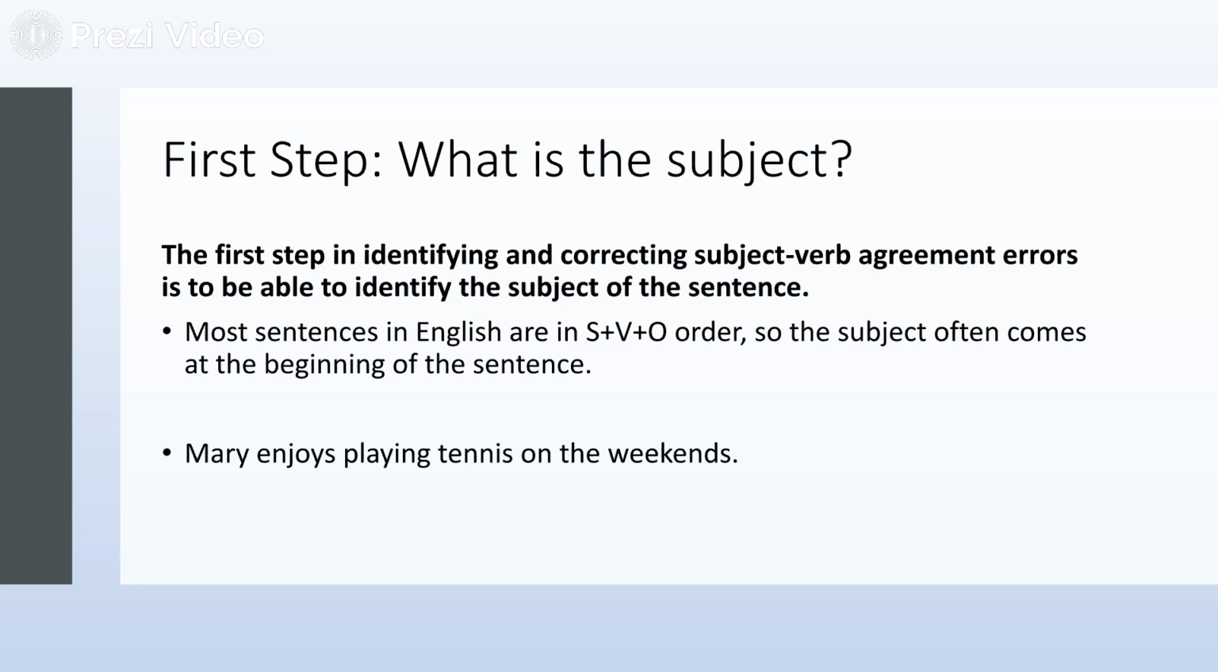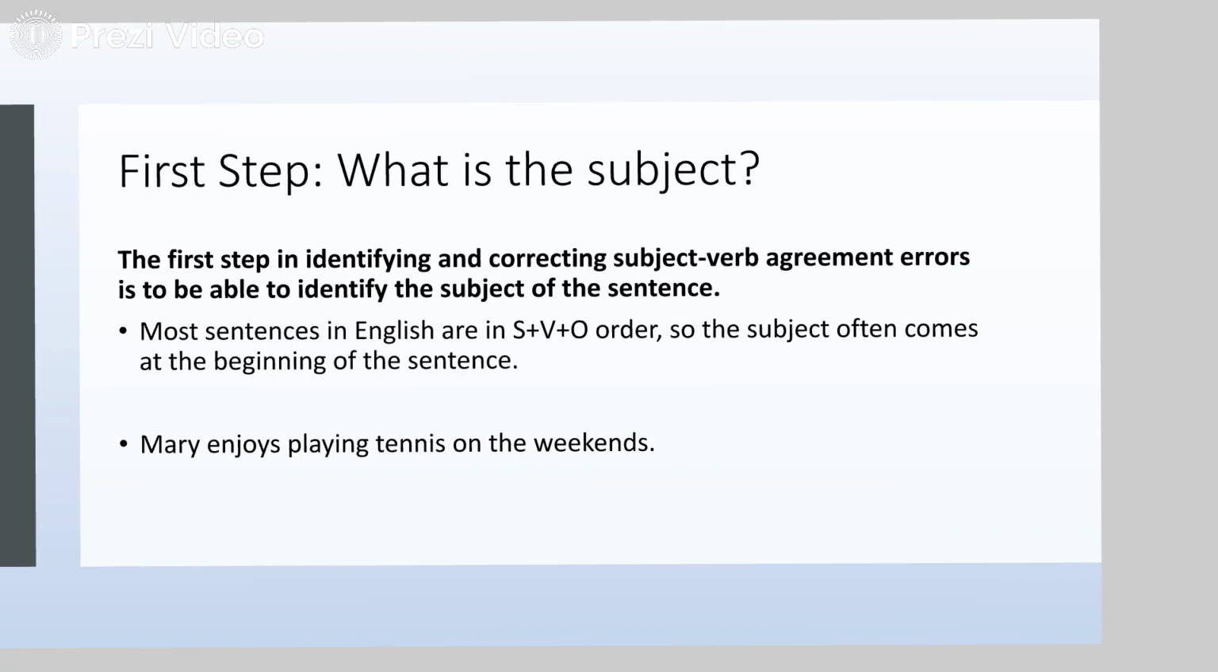So if we look at this sample sentence, Mary enjoys playing tennis on the weekends. We ask ourselves, who or what is doing the action? We would say, well, Mary's doing the action. It's a noun, it's a person who can do the action. And so that is our subject. It's usually at the front of the sentence.